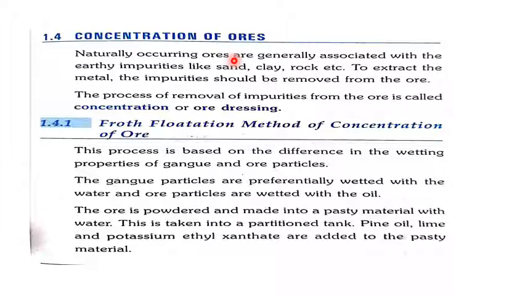Already we have discussed mineral. What is the mineral? Okay, listen, the mineral definition is: the naturally occurring material which contains metal either in native state or in combined state is called mineral. Generally metals present in the earth crust are associated with other elements in the earth crust, that occur in the native state or combined state and also associated with the earthy impurities like sand, clay, rock, etc. So that metal extracted from the earth is called mineral.